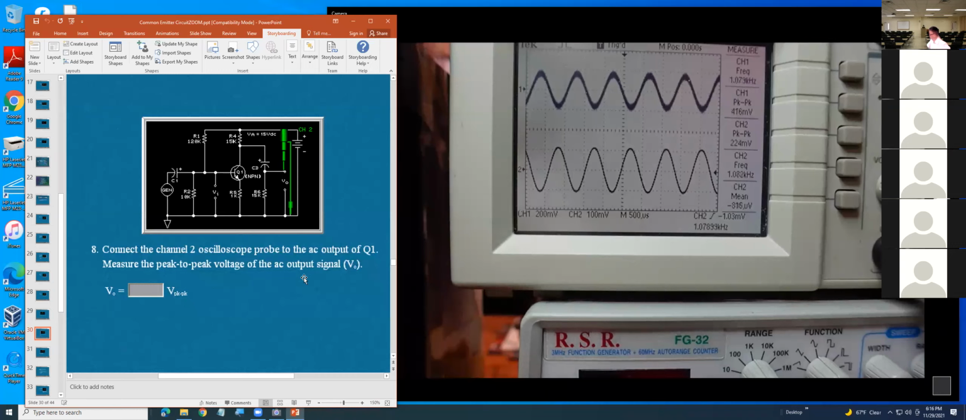For the channel 2 output, is the cleaner signal a result of that capacitor, or is it because the voltage is bigger, so it's more stable? All right, thank you.